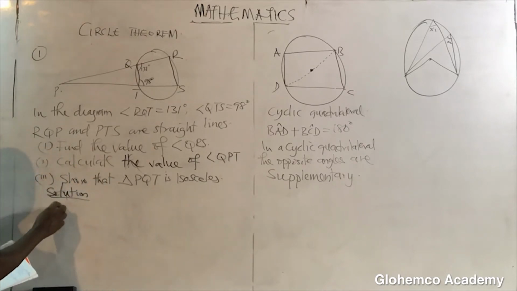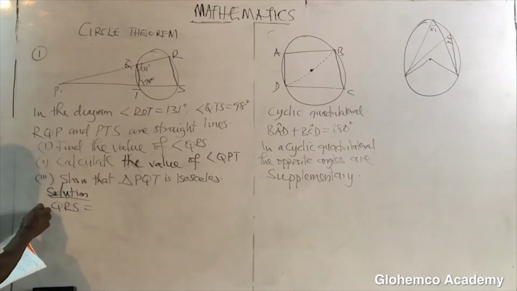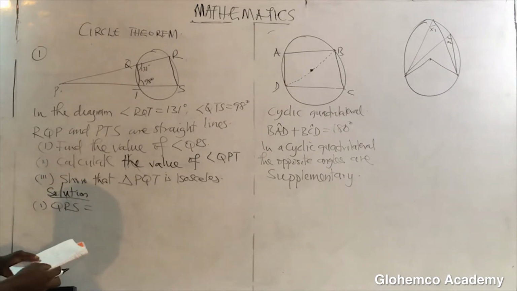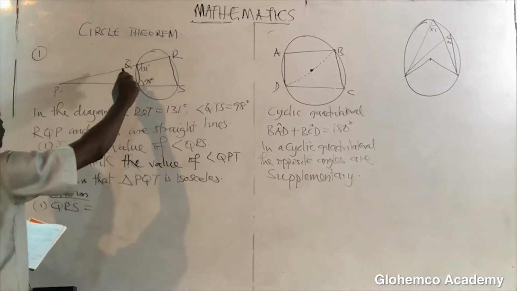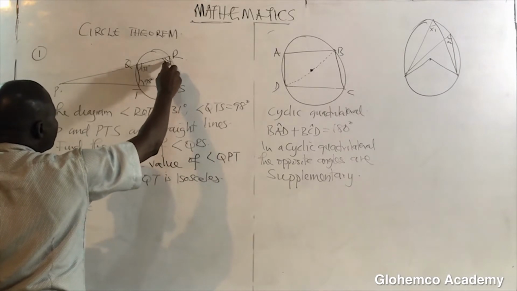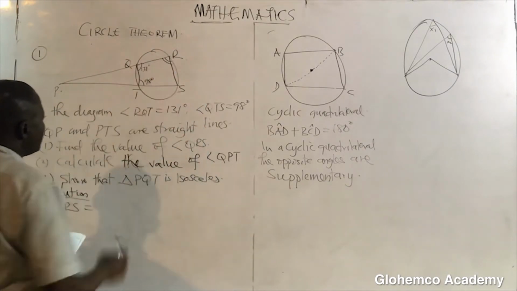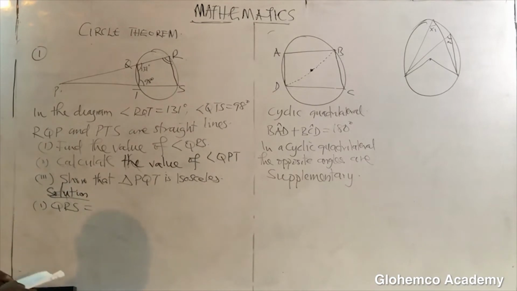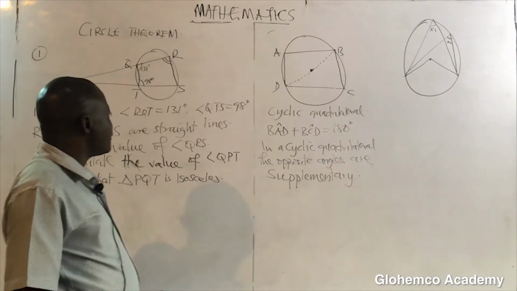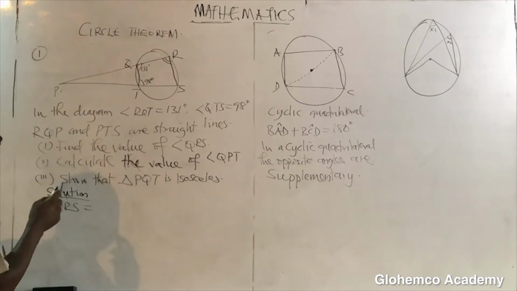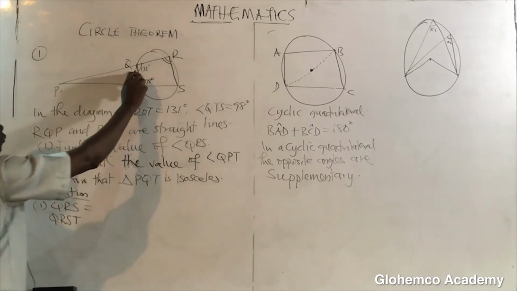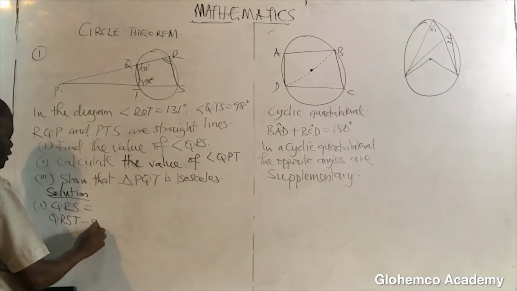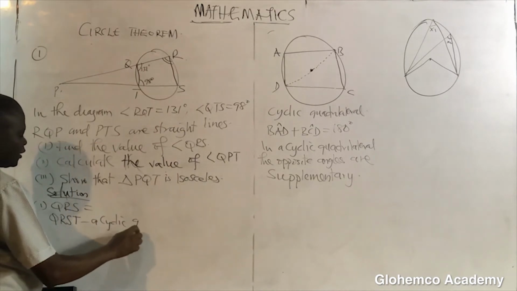the value of angle QRS. We want to find this angle. How do we find angle QRS? If you look at one of the theorems I've said earlier, and look at it very well, QRST is a cyclic quadrilateral.